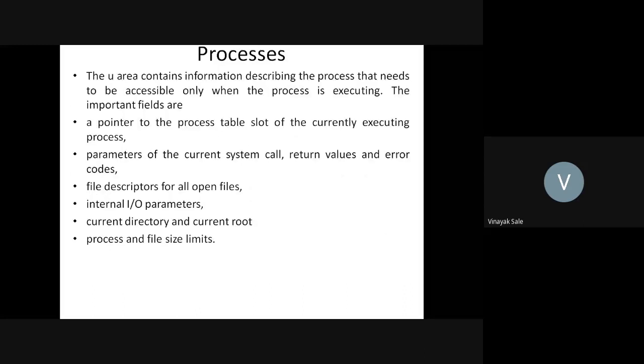So the user area contains information describing a process that needs to be accessible only when the process is executing, and the important fields are a pointer to the process table slot of the currently executing process, parameters of the current system call, return values and error codes, then file descriptors for all open files, internal input output parameters, current directory and current root, process and file size limits.